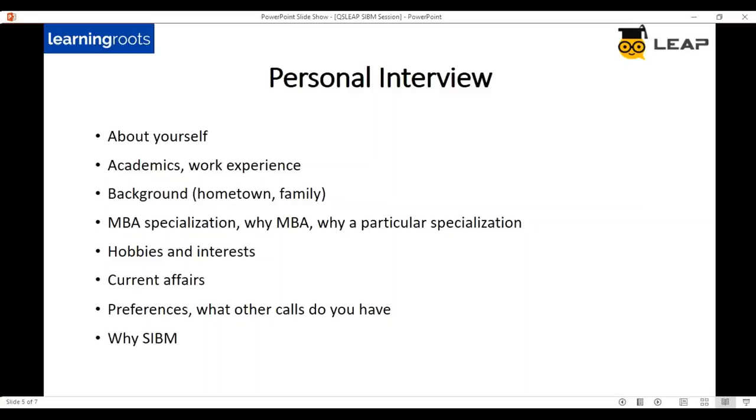For example, if you're interested in marketing, at least know if there is somebody from the same institute who has been marketing head of a certain company. If you are interested more in entrepreneurship over a period of time, see what people who graduated from SIBM have done who are entrepreneurs right now. These are the things that will differentiate you. The more you prepare about the institute, even things like why do you want to choose this institute over that institute, the better.